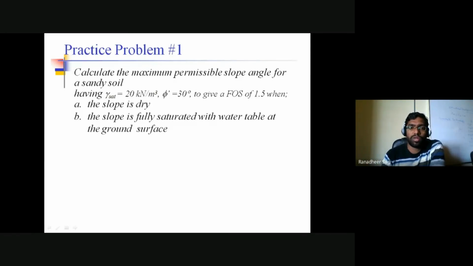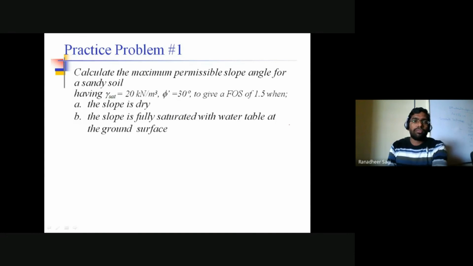In the last class, we were trying to talk about analysis of finite slopes. We have talked about different methods, like the limiting equilibrium method, or the Swedish circle method, or maybe the method of slices. So these are all different methods that we have talked about. We'll try to take up a couple of problems.